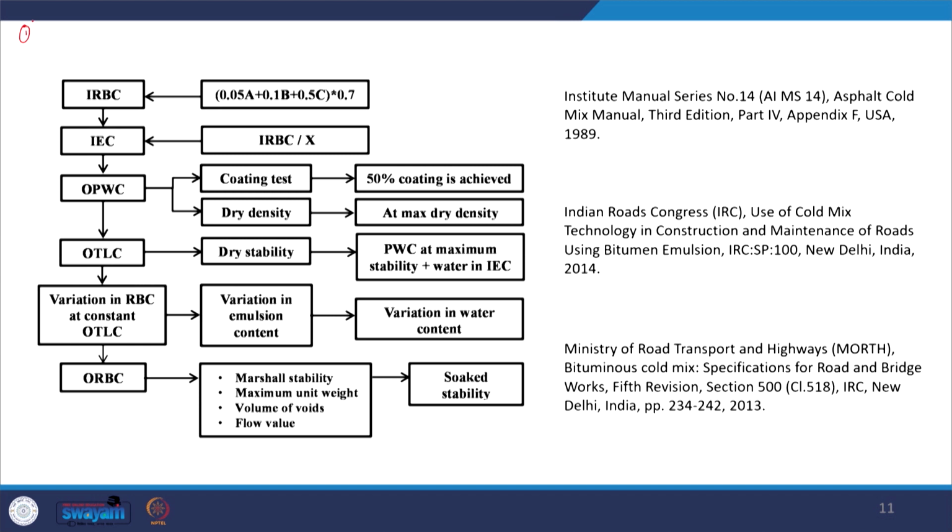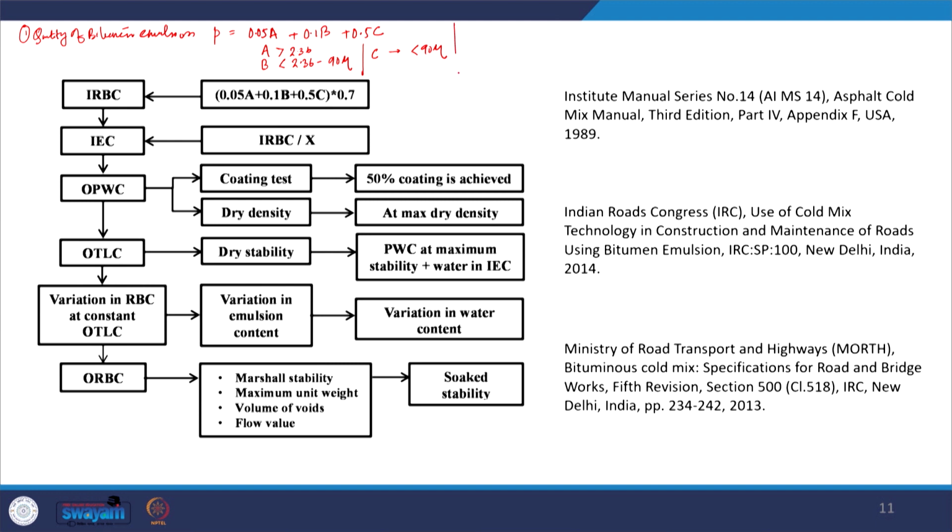First, they determine the quantity of bitumen emulsion using a similar empirical formula, plus 0.5 C. In this formula, A is basically the percentage of material greater than 2.36 mm, B is the percentage of material less than 2.36 mm and retained on 90 micron sieve, and C is the percentage of material less than 90 micron. So, this is what is specified.